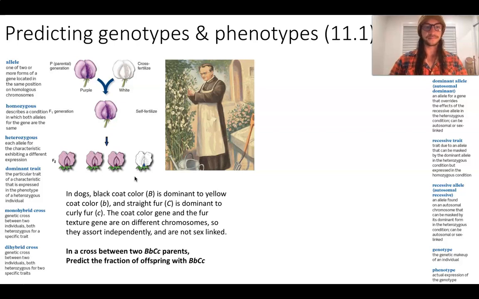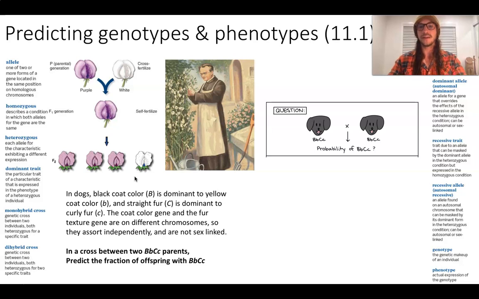Here's the question. In a cross between 2 big B, little b, big C, little c parents, predict the fraction of offspring with the same, we could call that heterozygous genotype. So here's the question in another format. We have 2 heterozygous parents, heterozygous for both coat color and for fur texture. What is the probability of their offspring being of the same genotype?